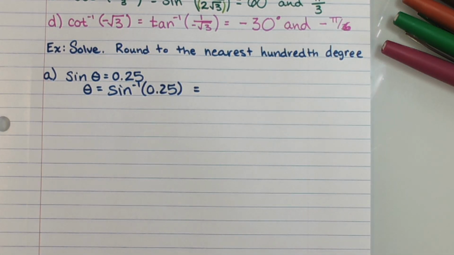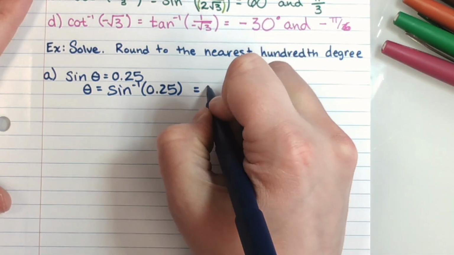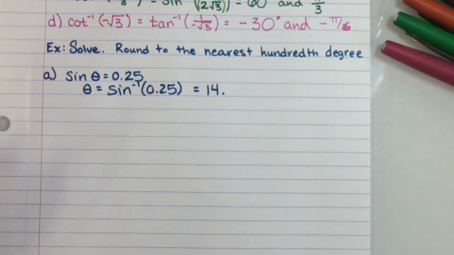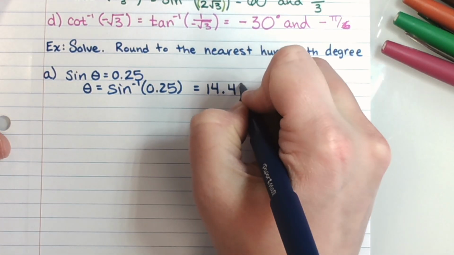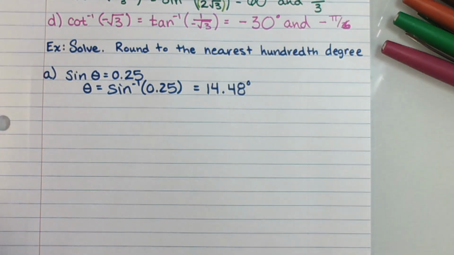Round to the nearest 100th. 14.48 degrees. You tell me 0.5, it's wrong. That's rounding to the nearest tenth.